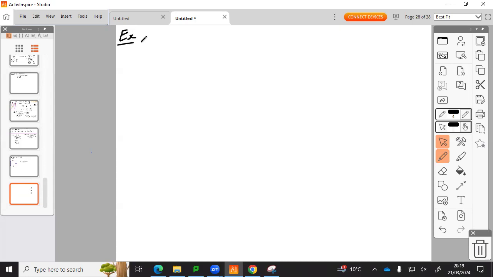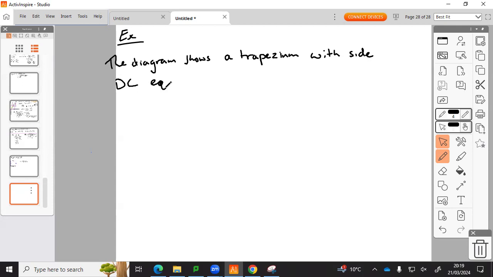Example of a pathway. The diagram shows a trapezium. A trapezium is just a four-sided shape of random lengths. I hate these questions, by the way.